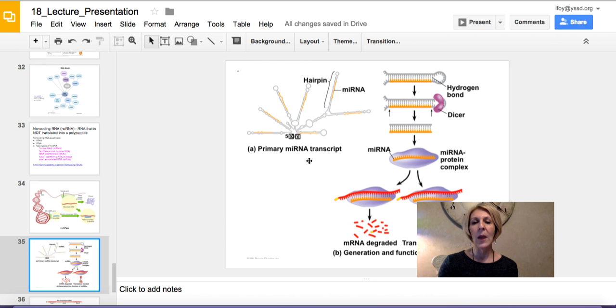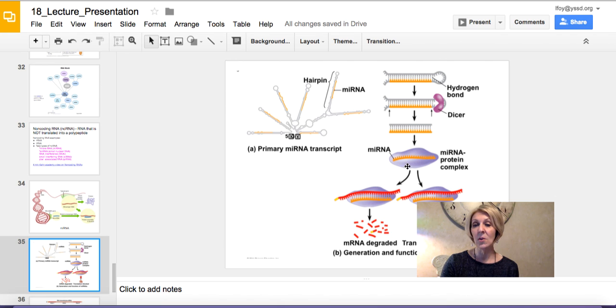So the way that this works is that if you have a piece of RNA that is transcribed, it actually makes these little hairpins. They're actually hydrogen bonds that hold the different pieces. Remember, RNA is single-stranded and it bonds together. And then there's a little protein called Dicer that cuts off the ends. And then one strand of the miRNA is degraded. So now I have a single strand of miRNA. This is not going to be translated.